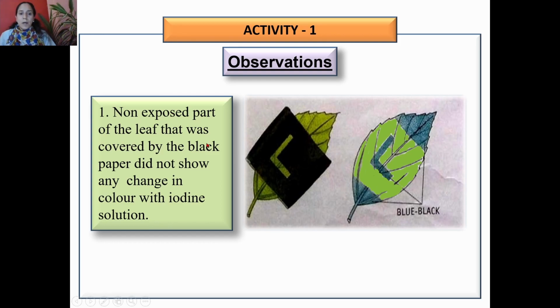So the non-exposed part of the leaf, the part that was covered with black paper, has not shown any color with iodine solution. The reason is that there was no production of starch, and wherever starch was produced, it has shown a bluish black color. So this indicates that if there is no light, there will be no photosynthesis, there will be no formation of glucose, and subsequently there will be no question of formation of starch.